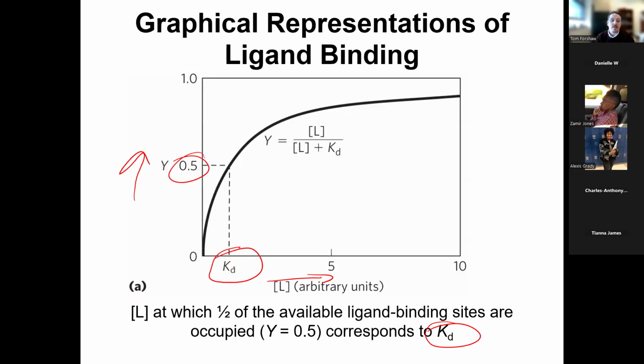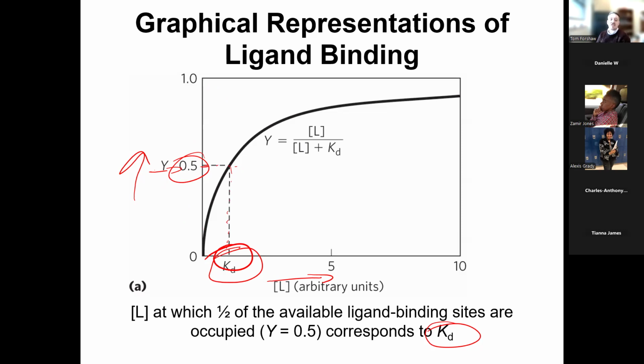Now, that's the definition, but to calculate it, we can calculate KD, and KD is the concentration of ligand required to half fill the protein. So if we look at the protein when it's half occupied, and we look at the concentration to half occupy it, that will be the KD value. That's not the definition of the KD value, but it's how we can measure the KD value.